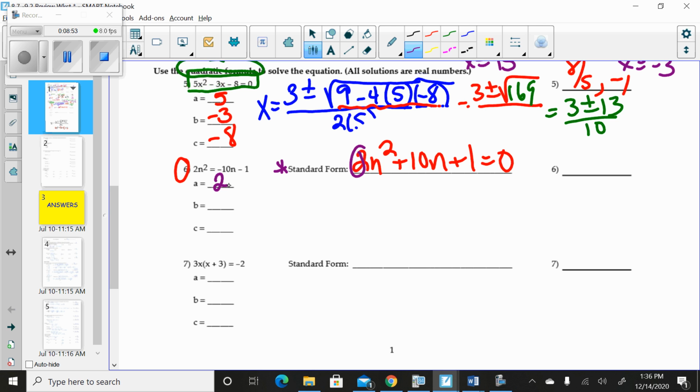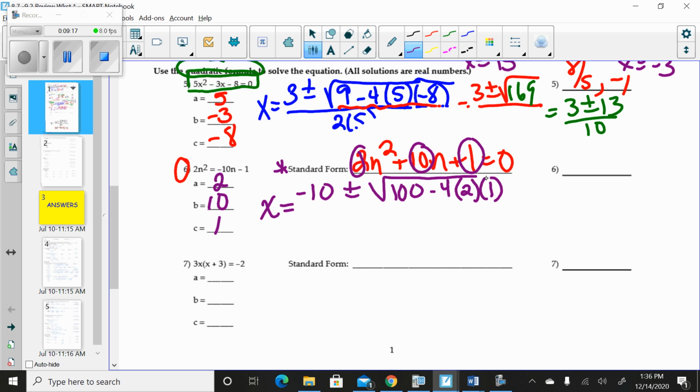So our a value is 2. Our b value is 10, and our c value is 1. All right, so again, go ahead and pause the video and plug that into your quadratic formula, then come back and check. So x equals opposite of b plus or minus square root b squared. So 10 times 10 is 100, minus 4 times a, which is 2, times c, which is 1, all over 2 times a, which is 2 times 2.